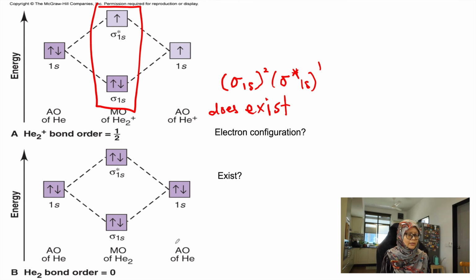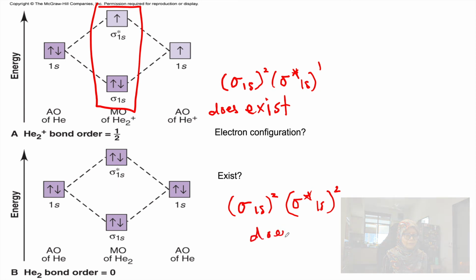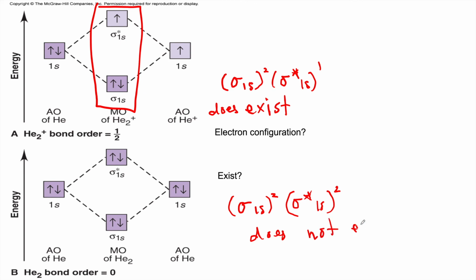For the second one, helium 2, what is the electron configuration? Sigma 1s 2 and sigma star 1s 2. The bond order is 0, so this molecule does not exist.